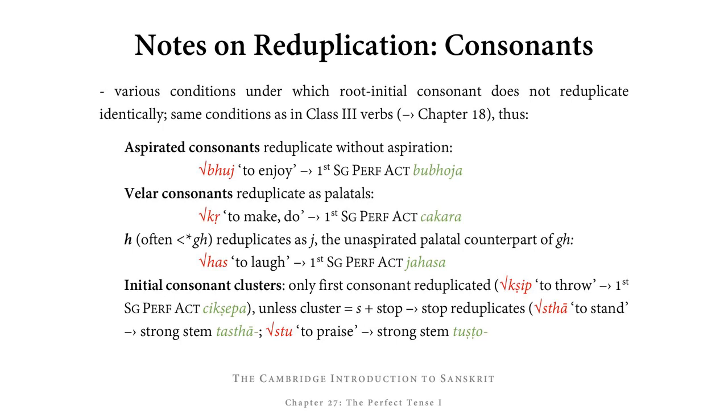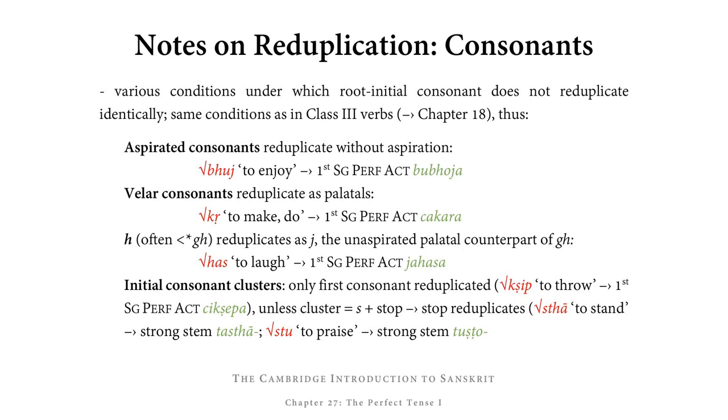Secondly, velar consonants reduplicate as palatals. So, for example, from kṛ, to make, to do, we reduplicate the k, but k is a velar consonant, and so it reduplicates as its palatal equivalent, which is ch. And so we get chakara. Ch is the reduplicated form of k. Then the vowel a in the reduplicative syllable cha we are going to come to in a second. Then we have kar, which is the verbal root kṛ, but in guna. And then we again have a, our ending for the first singular perfect active, and so we have chakara.